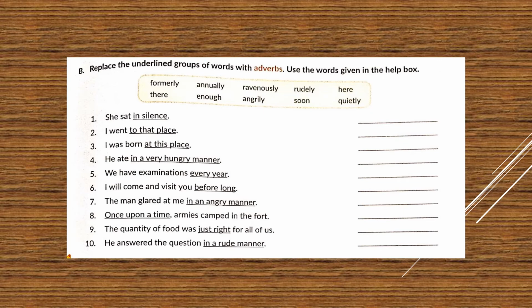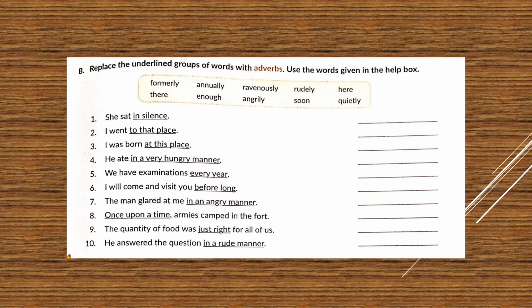She sat in silence. Can we say she sat quietly? Yes, most definitely we can. I went to that place. I went there. I was born at this place. I was born here. He ate in a very hungry manner. He ate ravenously. We have examinations every year. We have examinations annually.